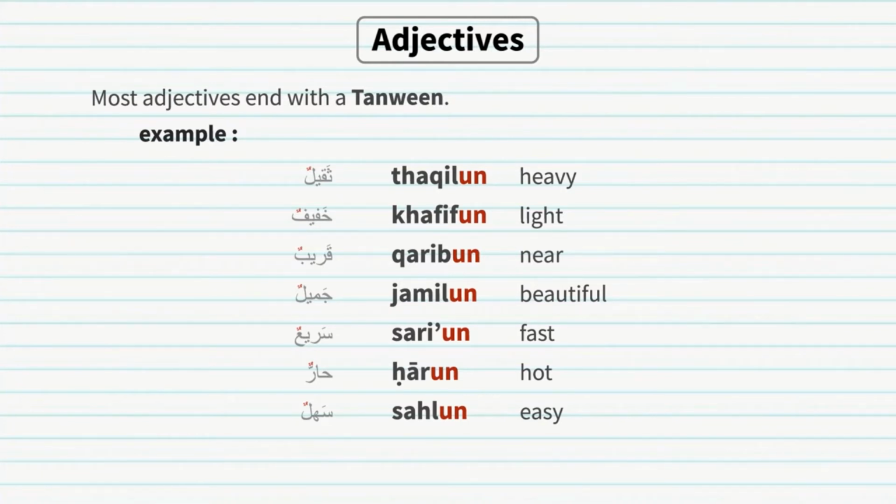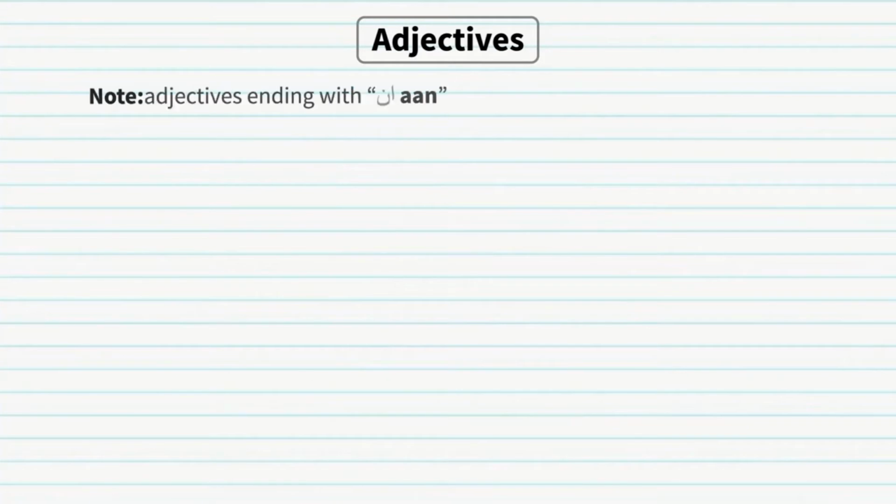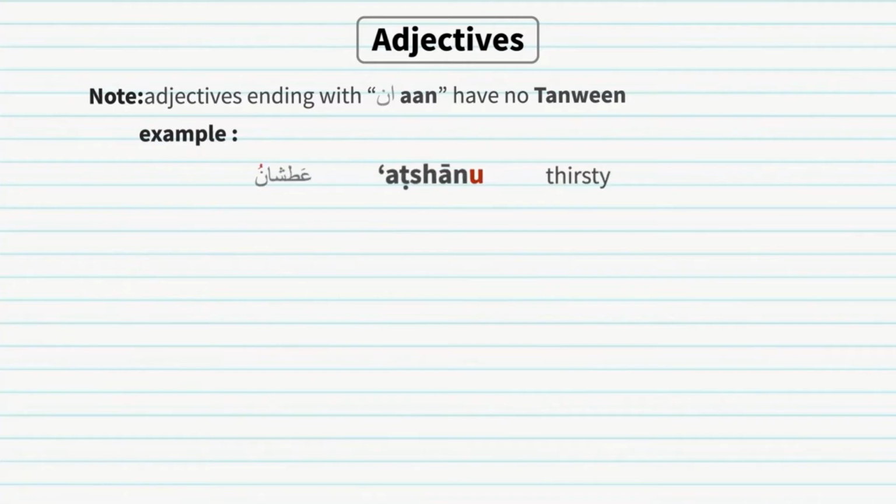But not all adjectives end with a tanween. Adjectives that end with -an have no tanween. For example, atshanu, kaslanu, farhanu. An adjective describes a noun.